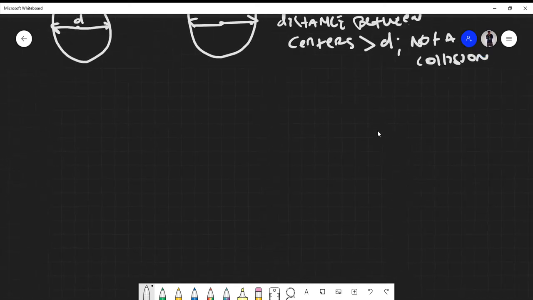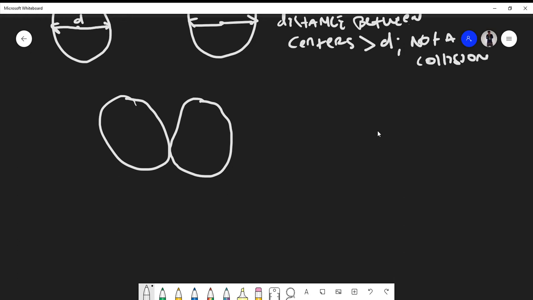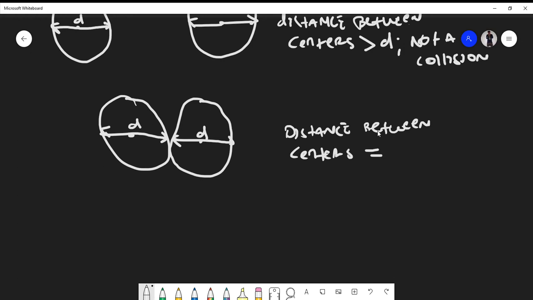Let's look at another example. We have a molecule like this, and we have a molecule like this. And note my circles are not perfect. Here is d. Here's the center of this molecule. And here is d as well. Well, the distance between centers in this case is actually equal to the diameter of each molecule. So in other words, we call this a grazing collision.